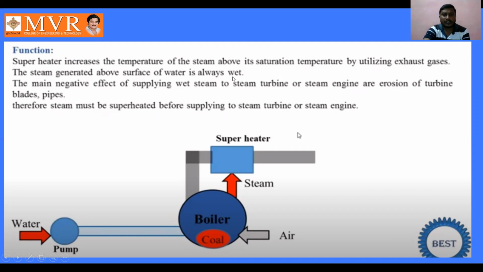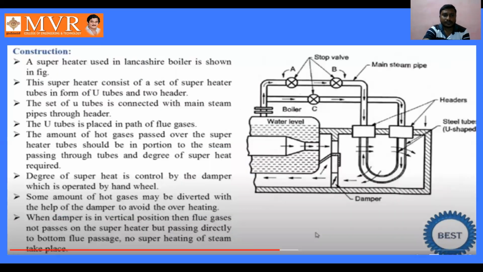For changing from wet to dry, see the main negative effect of supplying wet steam to a steam turbine or steam engine: erosion of turbine blades and pipes. There is a problem, erosion is going to take place in turbine blades and pipes, so we need to convert the steam generated in the boiler to superheated steam before supplying to the steam turbine or steam engine.